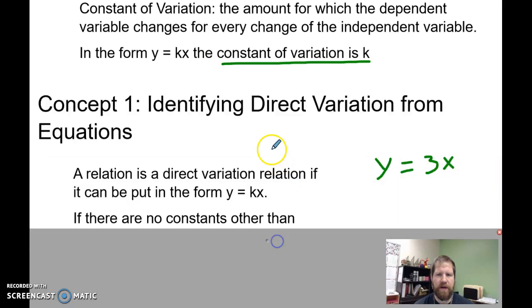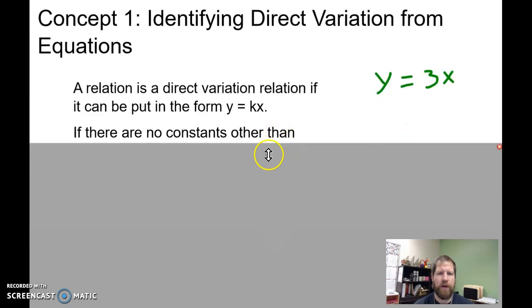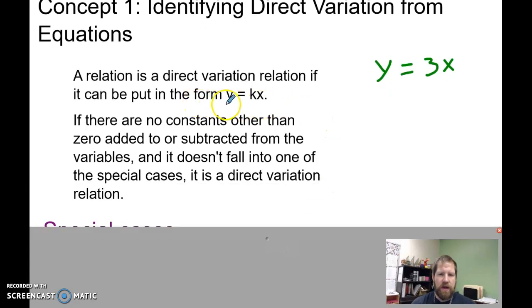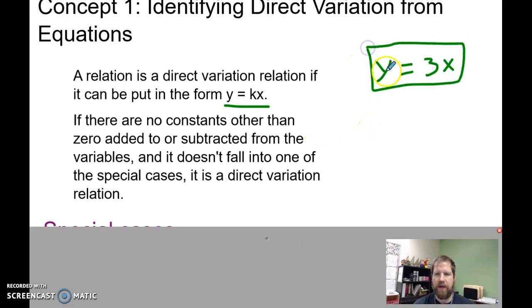Identifying direct variation from equations. So if you can write it in that form, y equals kx, that direct variation form, it is a direct variation relation. This is a direct variation. It has the y isolated, and that is equal to 3x. You got your constant of variation right there. It's 3. It is also your slope.